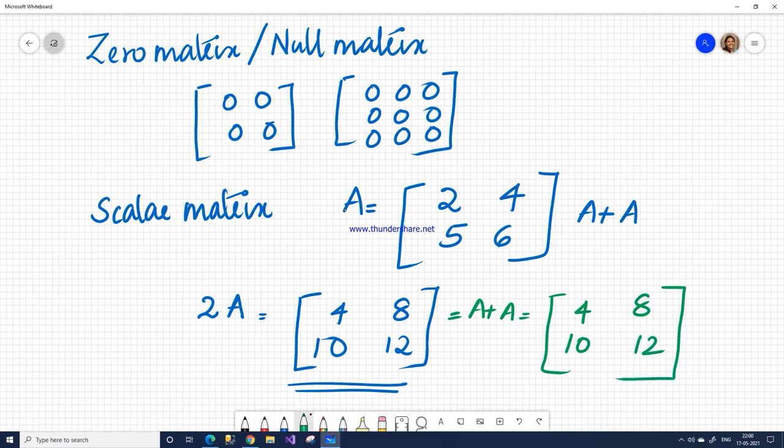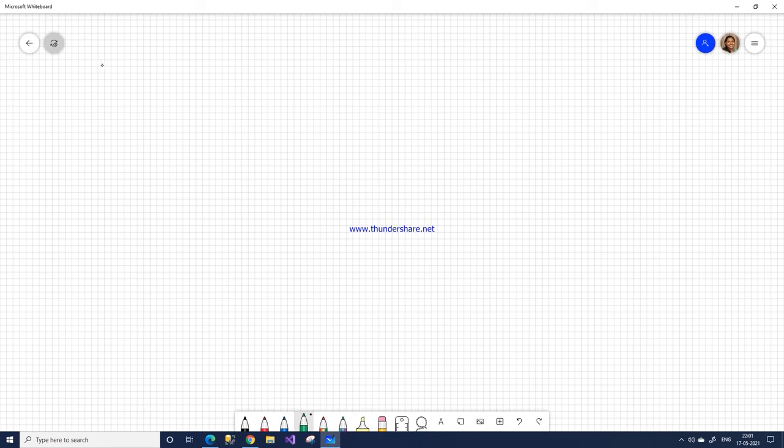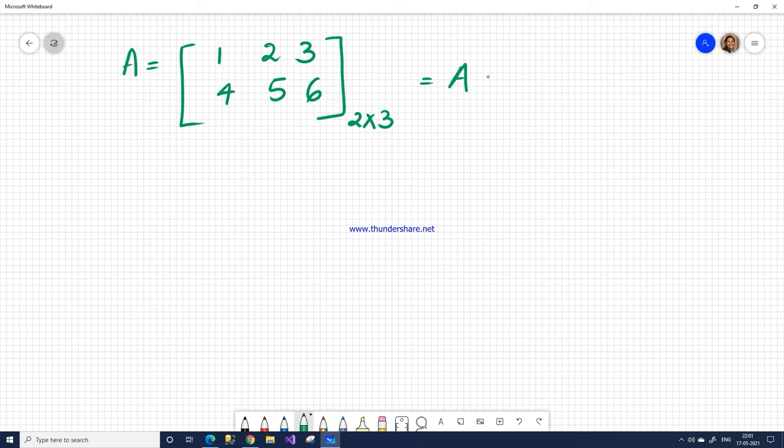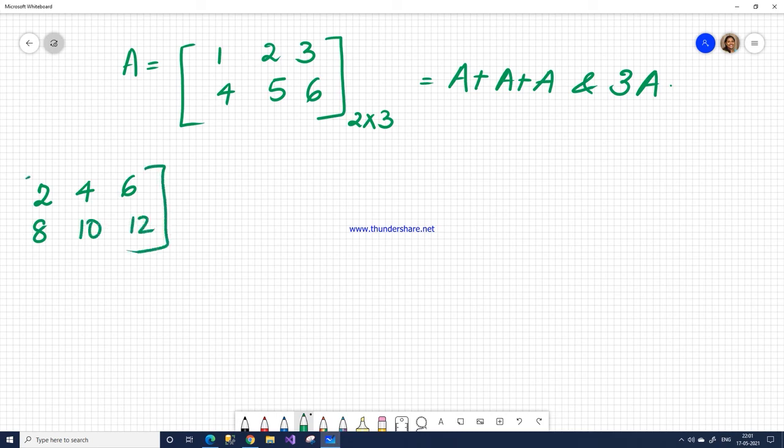Suppose I have another question: you need to find the scalar multiple of a matrix A with elements 1, 2, 3, 4, 5, 6, which is a 2 by 3 matrix. You need to find A plus A plus A and 3A. So A plus A means adding this matrix twice: 1 plus 1 is 2, 2 plus 2 is 4, 3 plus 3 is 6, 4 plus 4 is 8, 5 plus 5 is 10, and 6 plus 6 is 12. So this is A plus A.